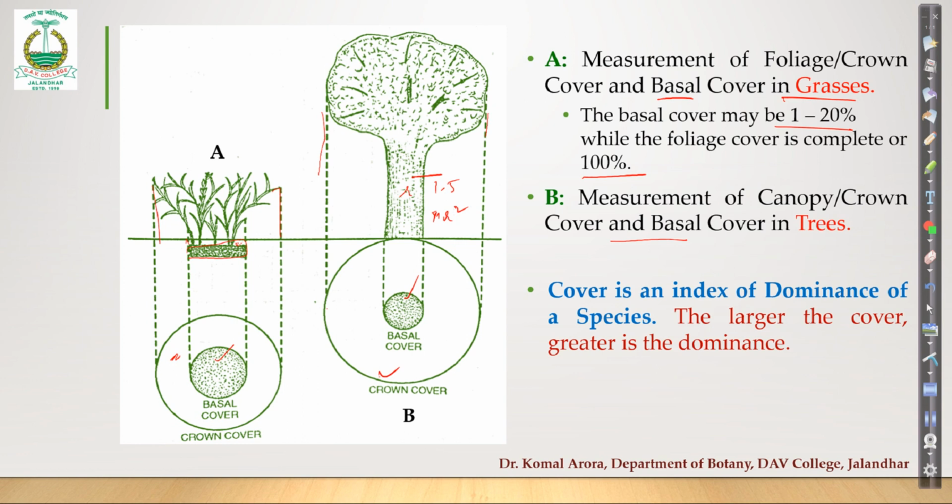Now, where is cover important? Cover is important because this is an index of dominance of a species. You all know that in a community, we have studied the profile diagram where I mentioned that we have strata. So trees form the topmost stratum, followed by the understory. Then you have shrubs. Then there are herbs, right? They are present in different layers of height.